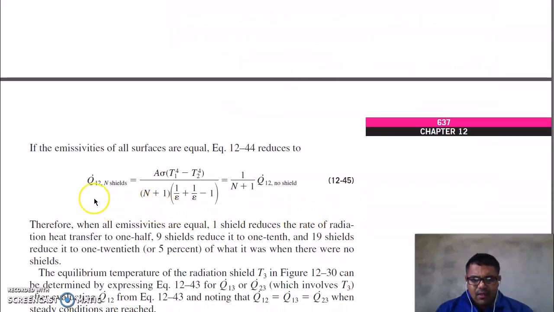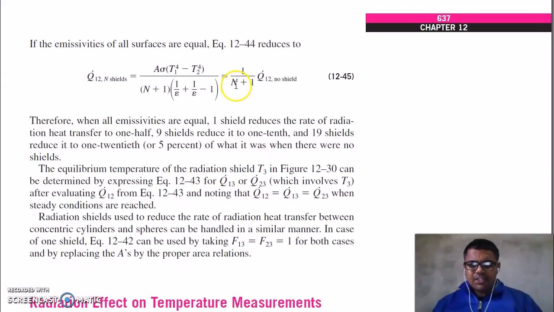Now if you compare this equation for N shields with this equation, you will get a relation, that is Q heat transfer for N shields is equal to 1 by N plus 1 times the heat transfer for no shield. Now if there is one shield, means N is equal to 1, the heat transfer with shield is equal to half of the heat transfer with no shield, and if N is equal to 2, 3 and so on. So one shield reduces the radiation heat transfer to 1/2 and 9 shields reduce it to 1/10. If you put here 9, the radiation heat transfer for 9 shields is equal to 1/10 of without shield, and if you put 19 shields it will reduce to 1/20th and so on.